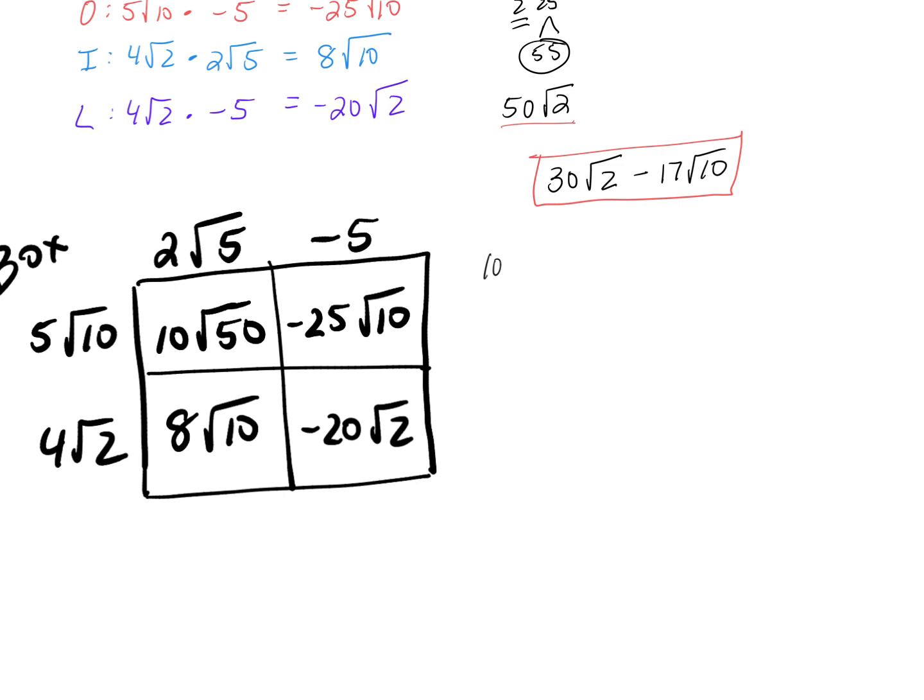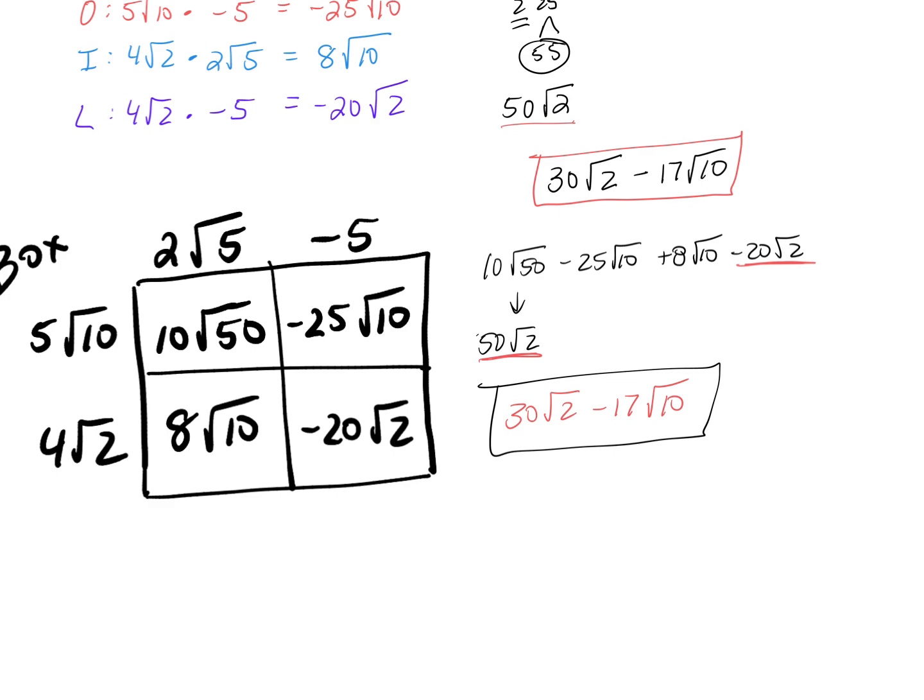So I've got 10, there we go, 10 root 50 minus 25 root 10. Remember, you're now adding and subtracting everything in the box. Minus 20 root 2. This right here breaks down to 50 root 2. So then my final answer is exactly what I got before because I'm combining like terms. Remember, like terms are under the radicals. And I'm going to get 30 root 2 minus 17 root 10. Final answer, which is exactly what we got when we used the FOIL method.